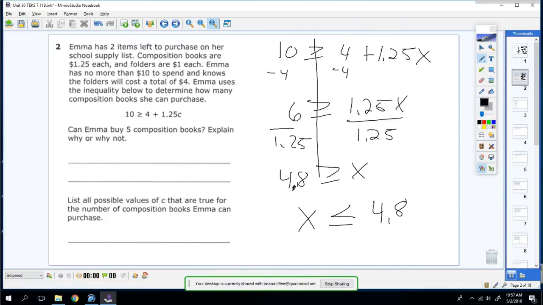So they're asking, can she buy 5? You're going to say no. Well, you can't buy 4.8 books. She can actually buy 4 books, or 3, or 2, or 1. So she can buy 4, 3, 2, or 1, and maybe even 0, but she does need to buy a book. But you can't go into the negatives, because you can't buy negative a book. So those are the only numbers that she can purchase when buying a composition book.